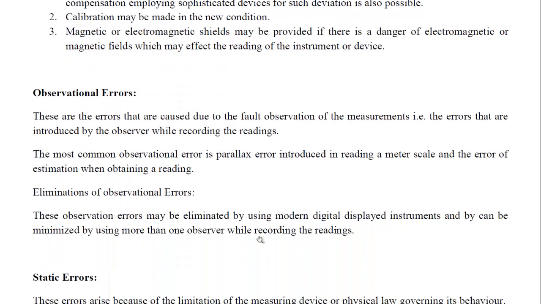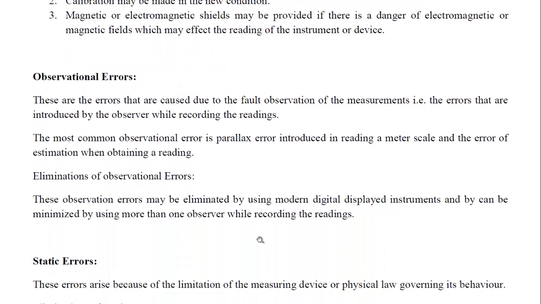Now the last one in this category is our observational errors. These errors arise due to faulty observation while measuring. These are the errors which are introduced by the observer while he is taking the reading. That is, this can be due to parallax errors while reading the meter scale.